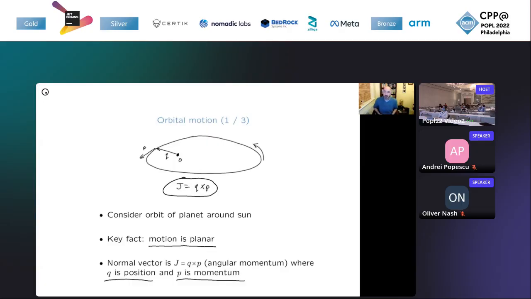So this beautiful product that exists in 3 dimensions allows us to form this vector J. J is perpendicular to the position and the momentum. So if J were constant, then these 2 vectors would have to stay in a plane, namely the plane of all vectors perpendicular to J. So that's a means of proving that the motion is planar. Show J is constant, and how do you show something is constant? You calculate its derivative, you show that it's 0. So that's what we do.